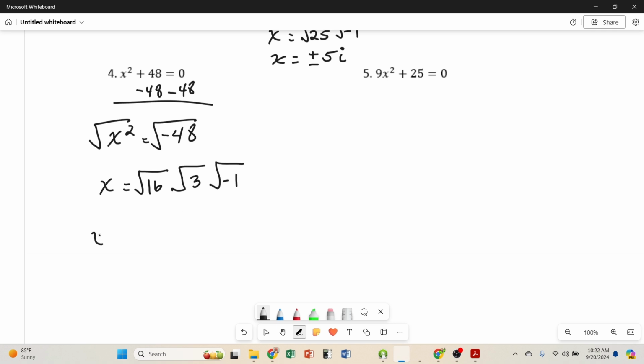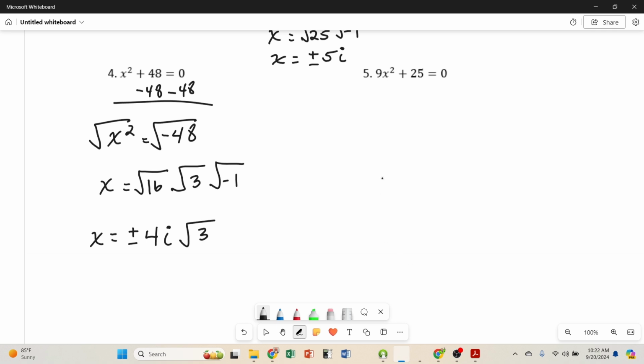So now x is equal to both positive and negative 4, and the square root of negative 1 is i, and then the square root of 3. Technically it should be 4 square root of 3 i, but I don't like doing that because the i tends to sometimes slip under the square root sign there.